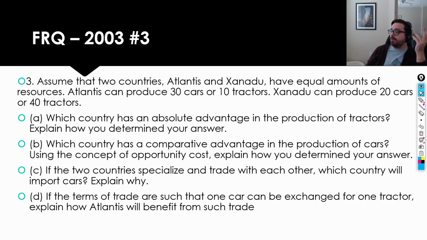Okay, now I'm going to go through it and solve it so you can see and check your answers on it. So assume that 2 countries, Atlantis and Xanadu, have equal amounts of resources. Cool, that does help me figure things out. Atlantis can produce 30 cars or 10 tractors.